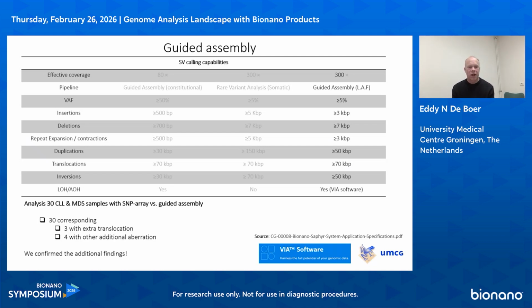Then we also tried to analyze CLL and MDS samples that we did previously with SNP array, and we tried to resolve this with the guided assembly. We detected all aberrations that we expected, so all 30 aberrations in these 30 samples, but we also detected 3 additional translocations and also 4 other additional aberrations, and we confirmed the additional findings. So here we show that the guided assembly detects all variants that we detected previously, but also 7 new aberrations.